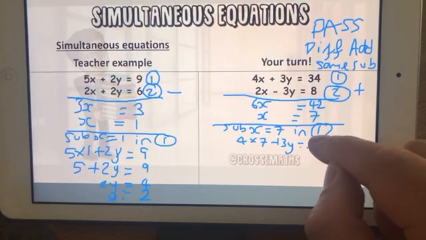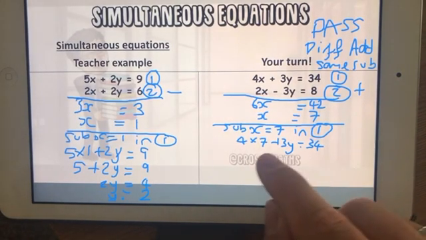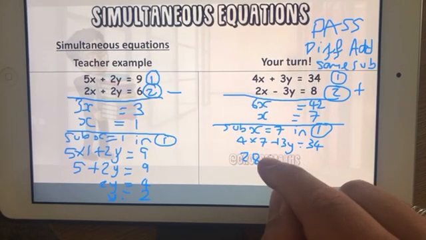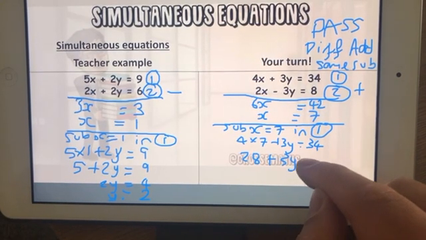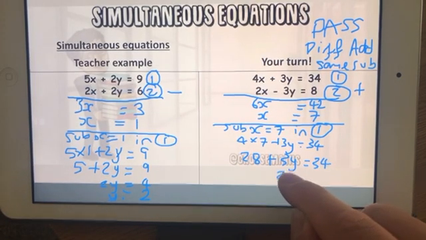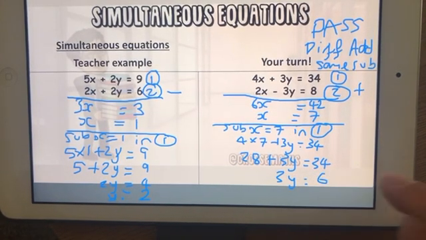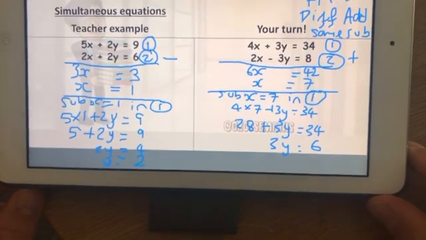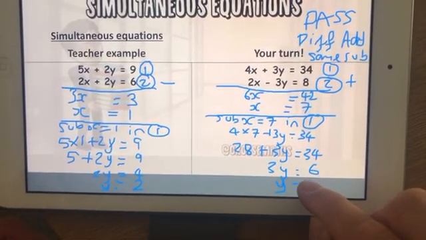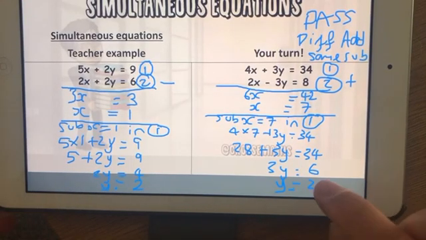equals 34. Again, I'm going to do 4 times 7, which is 28, plus 3y equals 34. If I take away 28 from both sides, I end up with 3y equals 6. Now 3y equals 6, that means y has to be 2. Okay, and those are the steps you follow each time.